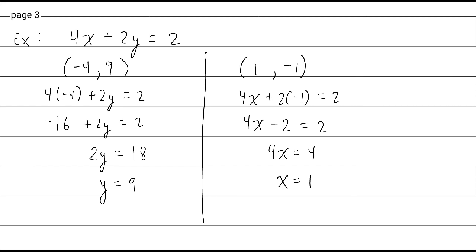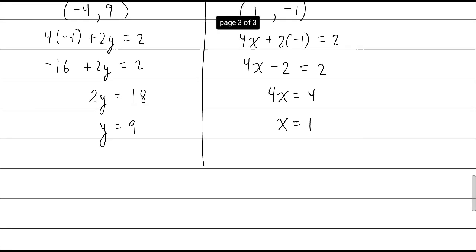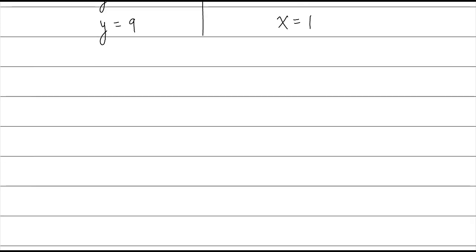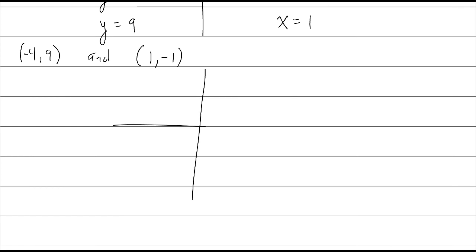All right, so the last thing I want to do is plot those points. So let me do that. -4, 9, and 1, -1. Let me write that down. -4, 9, and 1, -1. Okay, so to plot these points, I'll try my best here. We have -4, then 1, 2, 3, 4, 5, 6, 7, 8, 9. So about right there. 1, -1, about right here. So there's my 2 points.